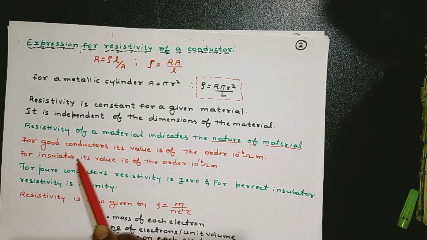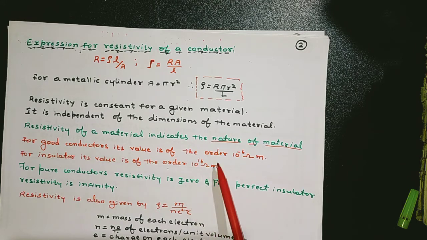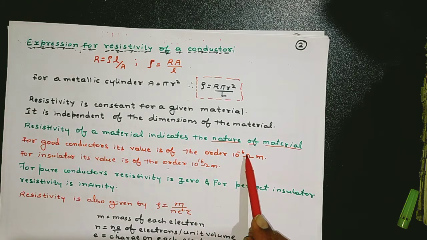In fact, for good conductors, the value of resistivity is of the order of 10 raised to minus 6 ohm meter. It's very small. Conductors ನಲ್ಲಿ resistivity ಯಾವತ್ತೂ ತುಂಬ ಕಡಿಮೆ ಇರುತ್ತೆ. ಅದೇನೇ for insulators, its value is of the order of 10 raised to 16 ohm meter. ನೋಡಿ ವ್ಯತ್ಯಾಸ ಎಷ್ಟಿದೆ ನೋಡಿ. ಕಂಡಕ್ಟರ್ಸ್ ಅಲ್ಲಿ 10 raised to minus 6 ohm meter, ಇನ್ಸುಲೇಟರ್ ನಲ್ಲಿ 10 raised to 16 ohm meter. Pure conductor idre, if you have pure conductor, resistivity is 0, and for perfect insulator, resistivity is infinity.